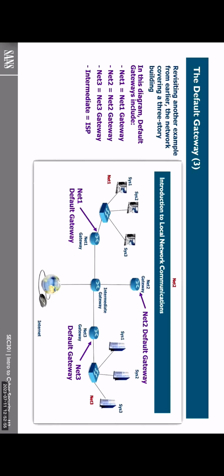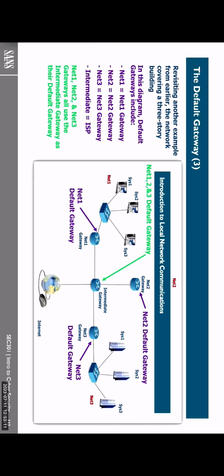Now, in our network diagram, each one of these networks had a default gateway. So this one was the default gateway for network 1. This is default gateway for network 2 that we didn't really define here. This is the default gateway for network 3. And then that intermediate was the default gateway for these default gateways. And then if the intermediate doesn't know where it's supposed to go, they use the internet, their ISP, as their default gateway. So that's that default gateway to default gateway to default gateway.